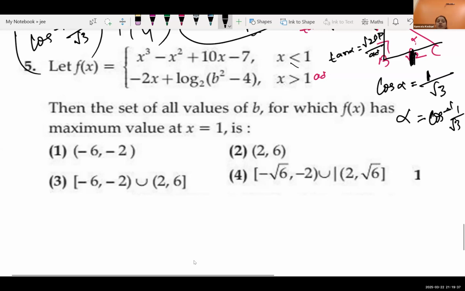Suppose we have a piecewise defined function. Let f of x be this one: x cube minus x square plus 10x minus 7, when x is smaller than or equal to 1, and negative 2x plus this when x is bigger than 1. This is how the function is piecewise defined. Then find the set of all possible values of b for which f of x has a maximum value at x equals 1.